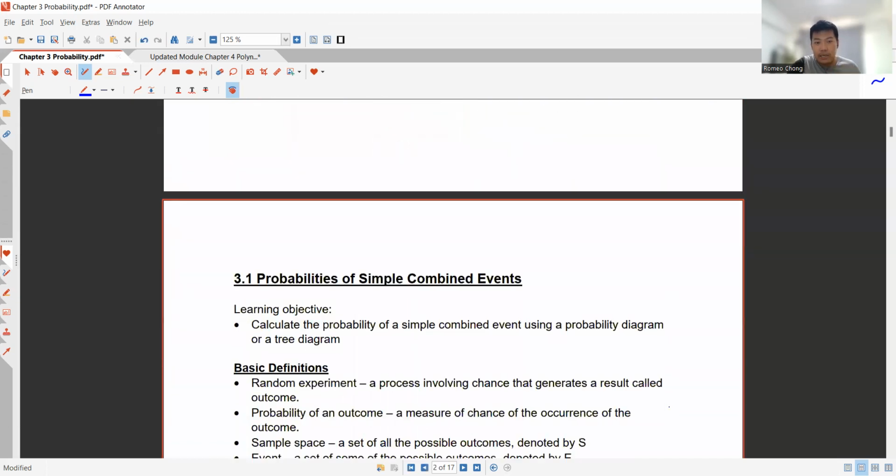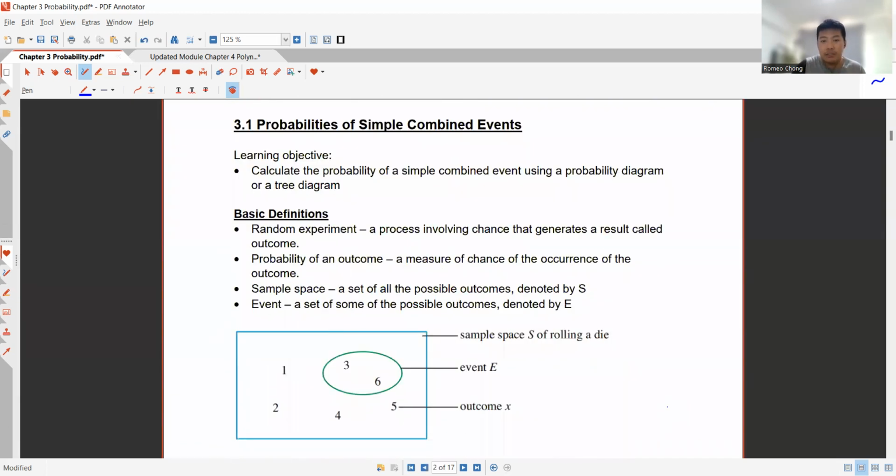And now let's look at 3.1, the probability of a simple combined event. So just now, the example that I explained to you, the fair dice, you only use one dice, right? That is called a simple event. A simple event means you only involve one process at one time, meaning that just now the experiment is to roll a dice, so you only roll a dice at one time.